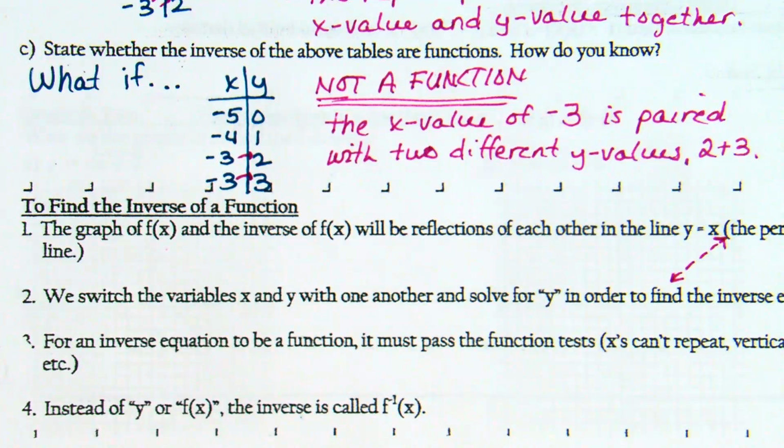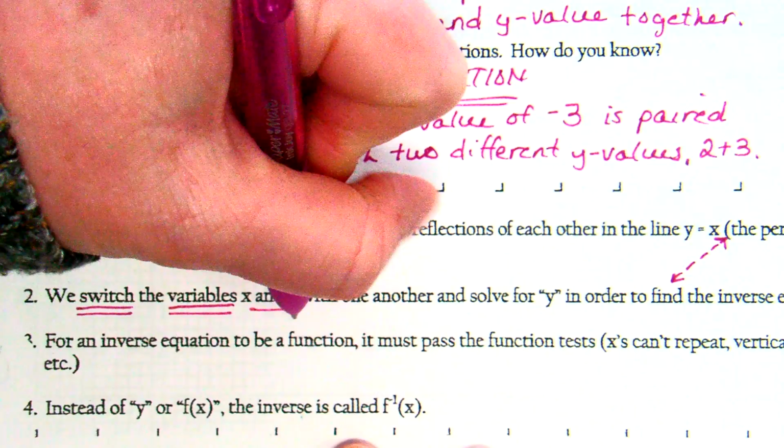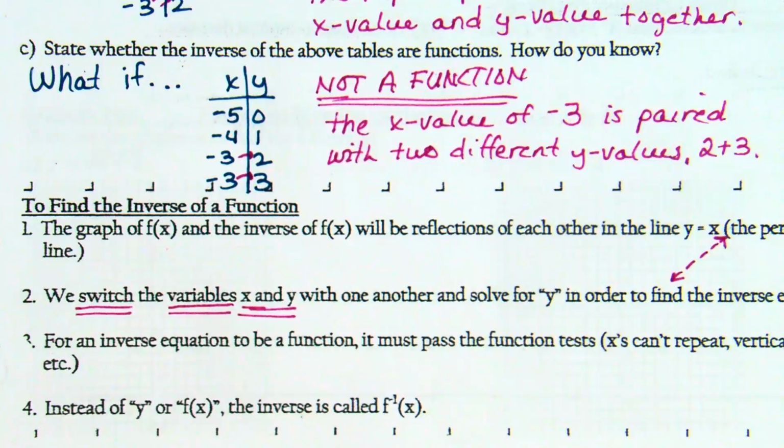Now, talking about how to find our inverse. First of all, in order to find the inverse, we're going to switch the variables x and y. So x's become y's, y's become x's. And then after we switch those variables, our job will be to solve for y. So we're going to switch x and y, and then we're going to solve for y.